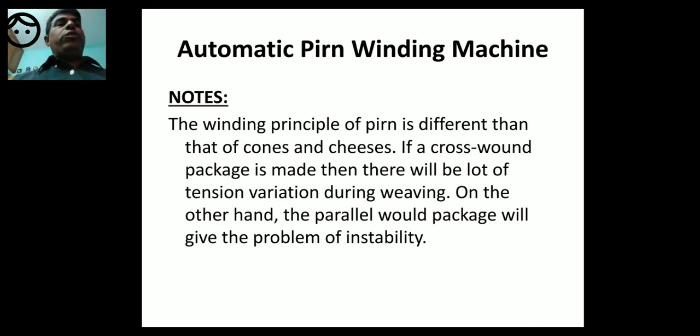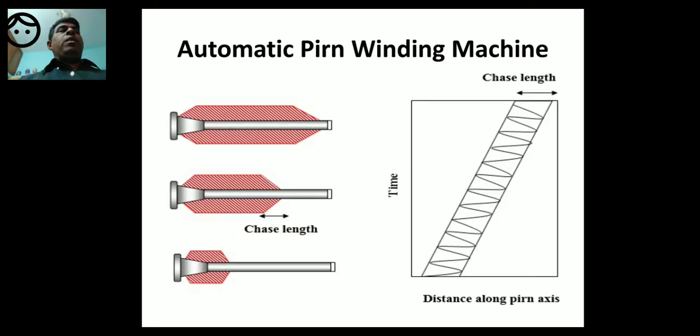So in a cross wound package there will be tension variation, and in the parallel wound package there is a problem of instability. So here, in the automatic pern winding machine diagram, I have given this so that you will know about traverse, traversing guide and chase length.